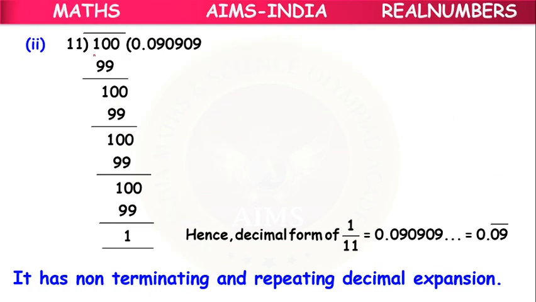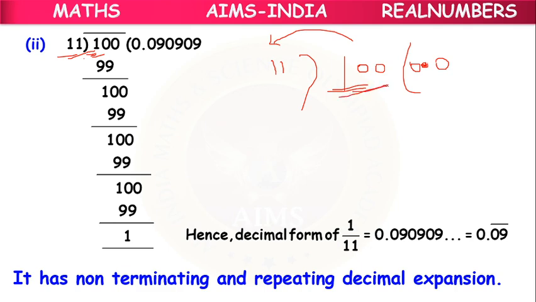So next, 1 by 11. They have given 1 by 11. So only 1 is there. We can take 0 point. And we can keep 1 0 here. But still it is less than the divisor. So we can take 1 more 0 after the decimal point. Now this will become 100, more than the divisor. Now we can divide: 11 9 times 99. So what is remaining? 1 is remaining.